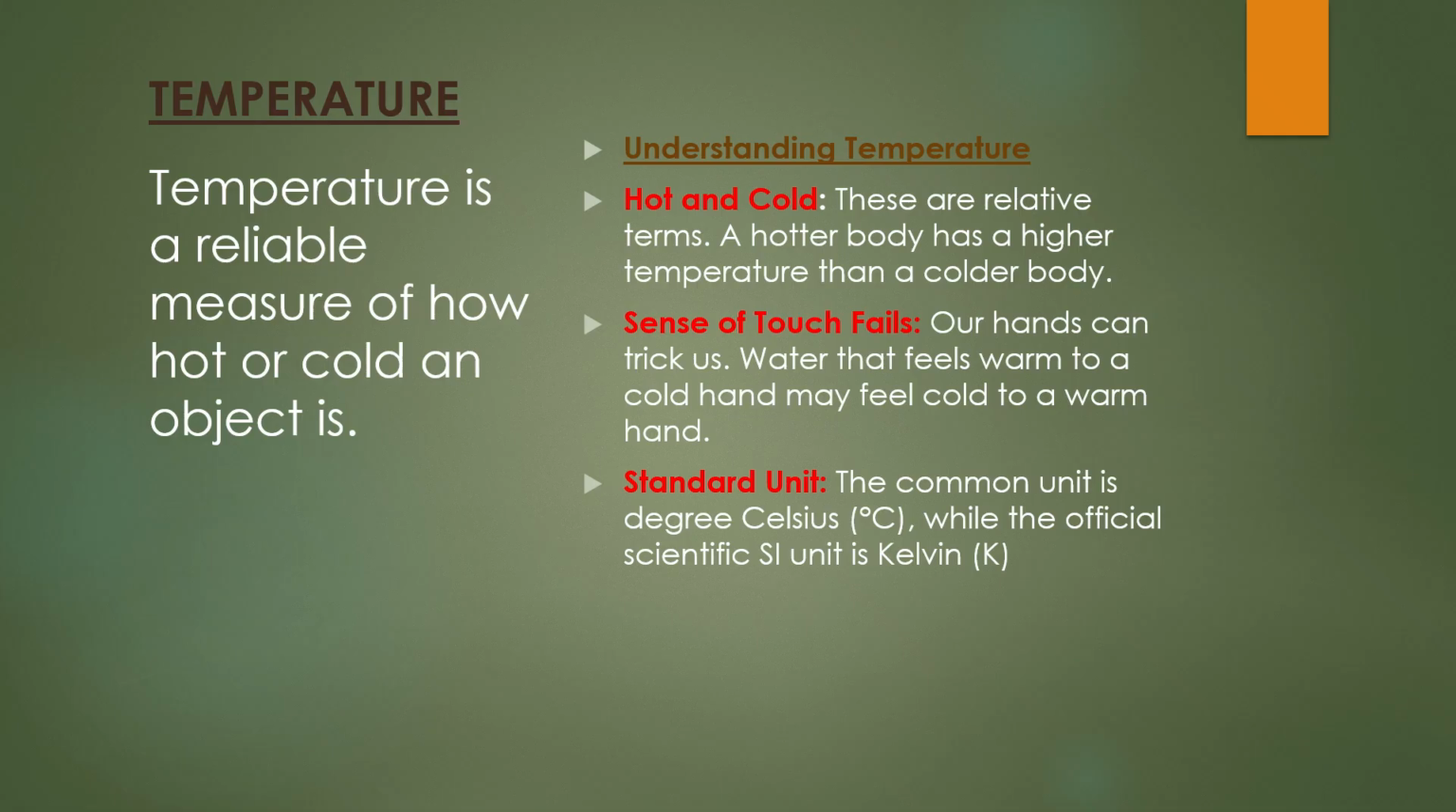Now we can understand temperature through terms like hot and cold. These are relative terms: a hotter body has a higher temperature than a colder body. If you touch something and feel that the object is hot, it tells you that the temperature of that object is higher. If you touch it and feel cold, it shows that the temperature of that object is low.